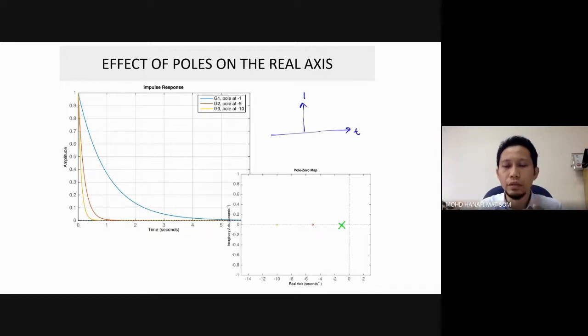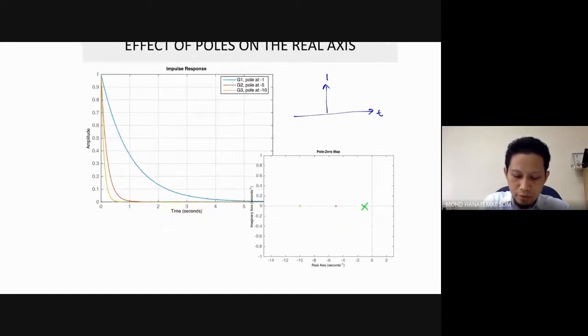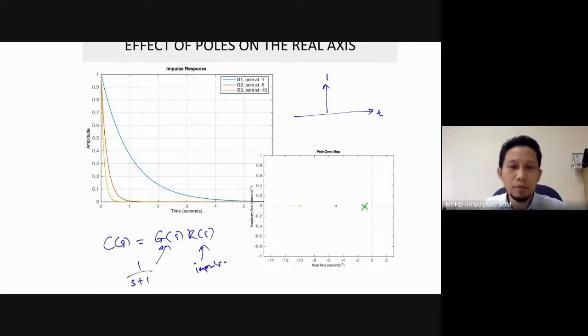You have the system G, and you want to determine the output of the system due to the impulse response. So similarly, you have C(s) equals G(s) R(s). Now this input is an impulse, so our G(s) is 1 over (s plus 1), for the blue line.